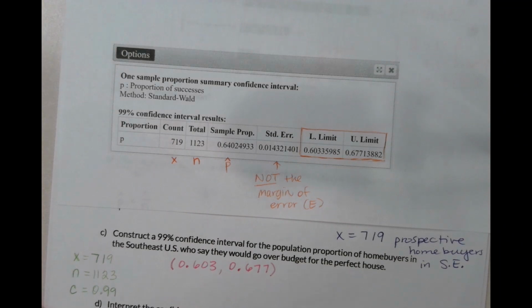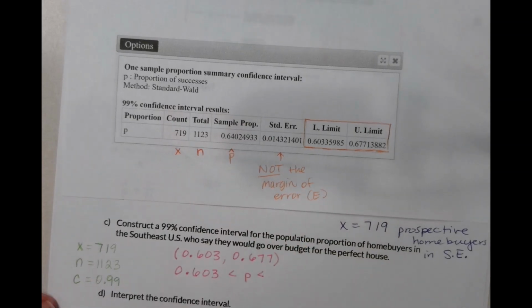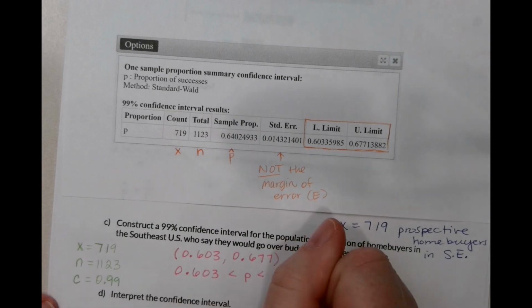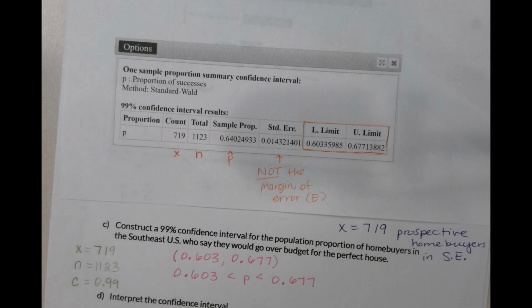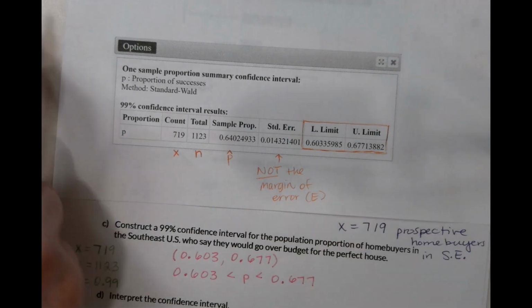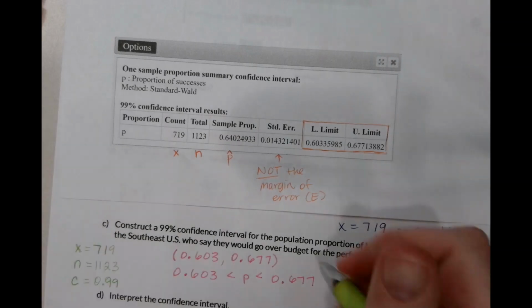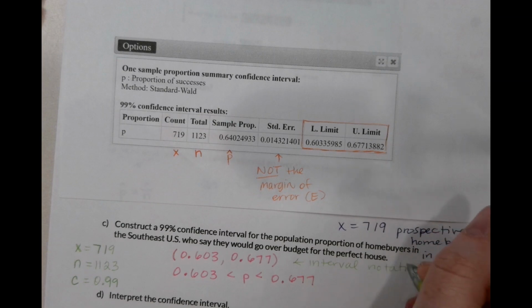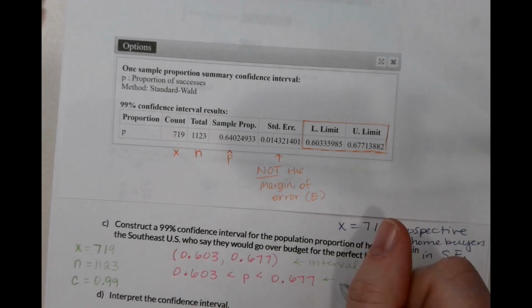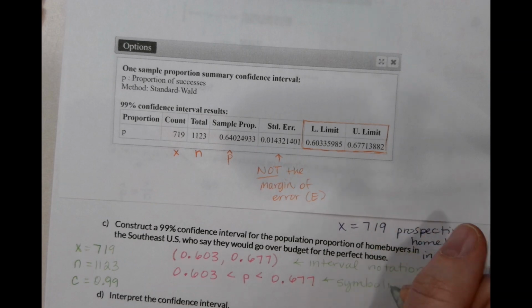And then I use those same exact numbers in a slightly different notation to say that p, not p hat, that p, the population proportion, is somewhere between this lower bound and upper bound, the 0.603 and 0.677. So this was what we call interval notation. This is what we call symbolic notation.